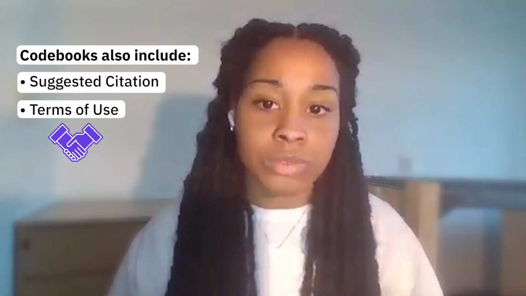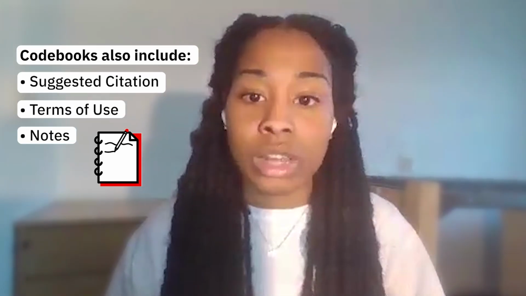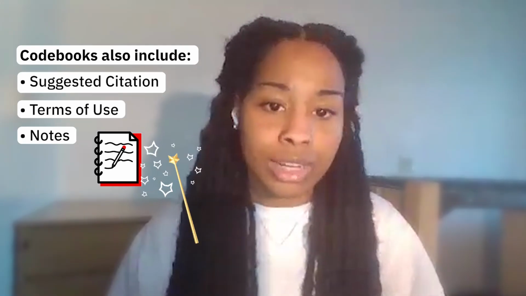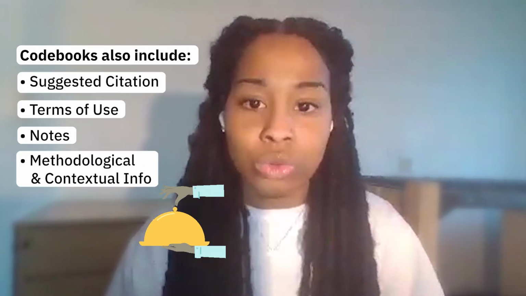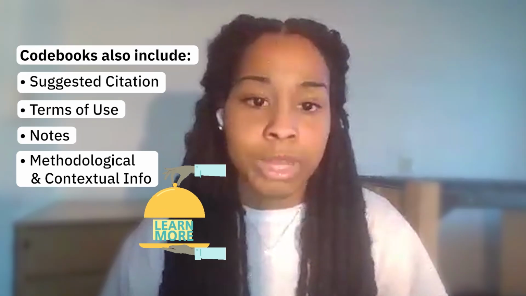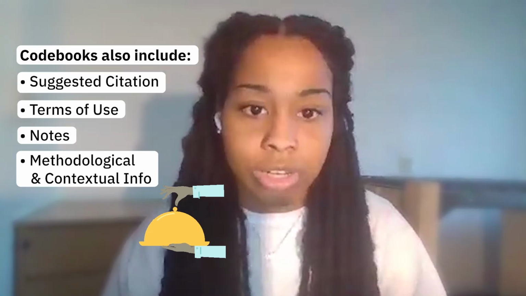ICPSR code books include a suggested citation, providing credit to the data producers. This tells you how to reference the data properly. Codebooks also include a link to the terms of use under which the data was distributed and notes about what was done to the data in transforming the original deposit into the downloaded data. There's often methodological and other contextual information about the larger research project.